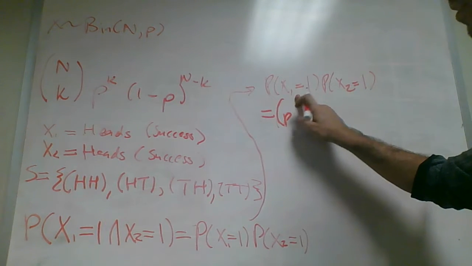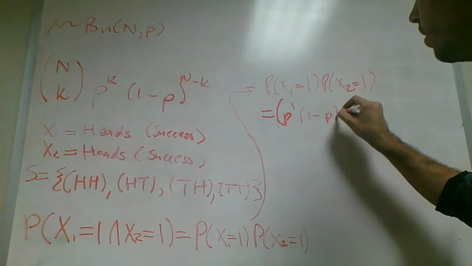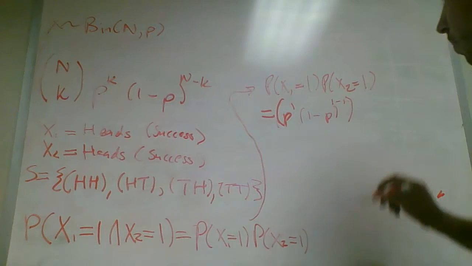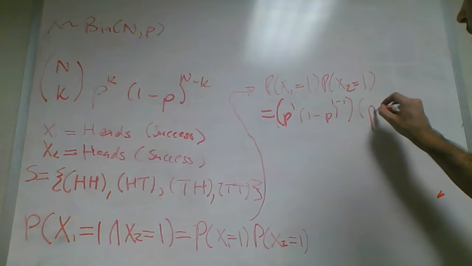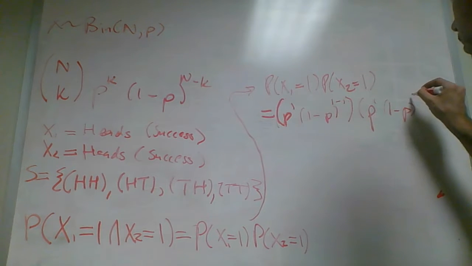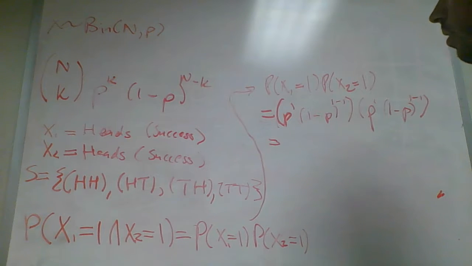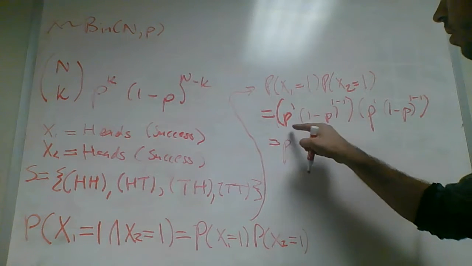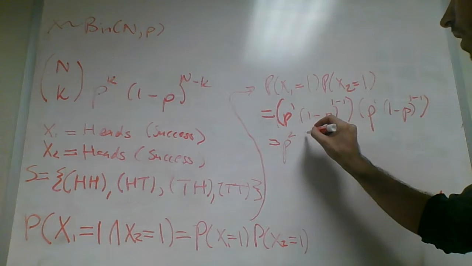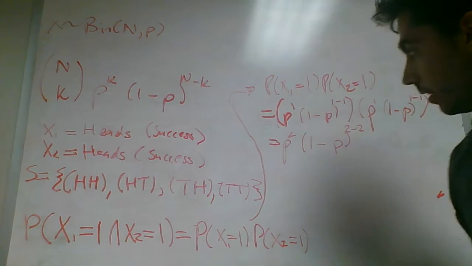So this probability, going back to Bernoulli, is going to be P to the 1 times 1 minus P to the 1 minus 1. I'm going to multiply that by what this probability would be in the Bernoulli trial, so P to the 1 times 1 minus P to the 1 minus 1. Now when I multiply all this together, I get P squared, P to the 1 times P to the 1, times 1 minus P to the 2 minus 2.